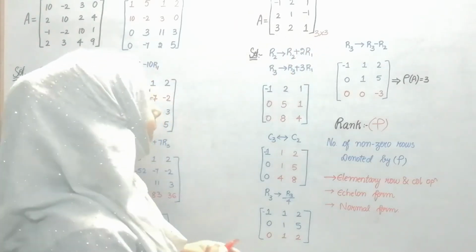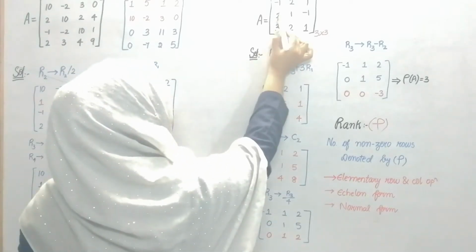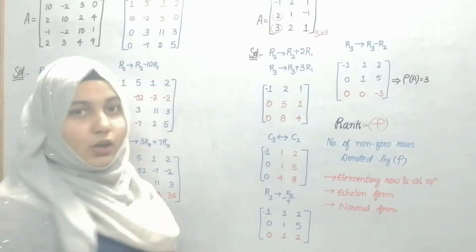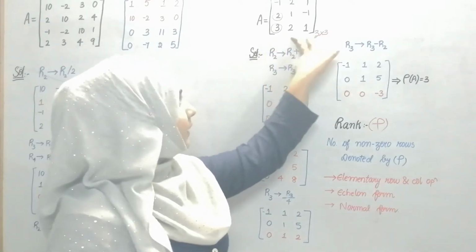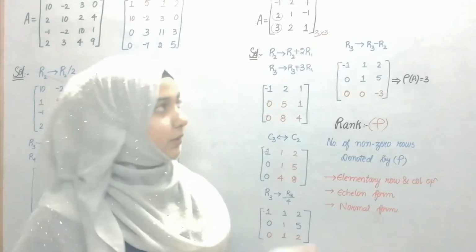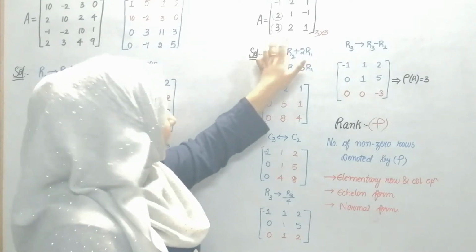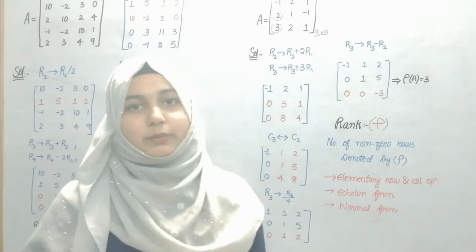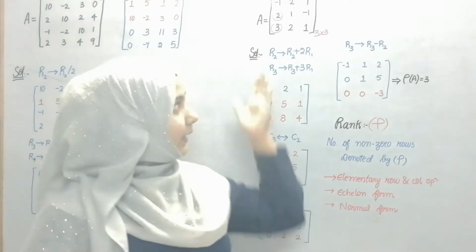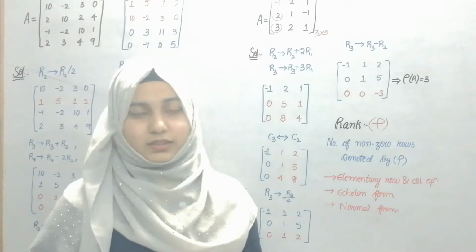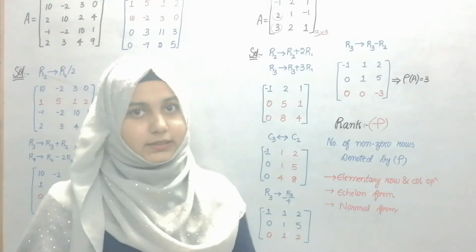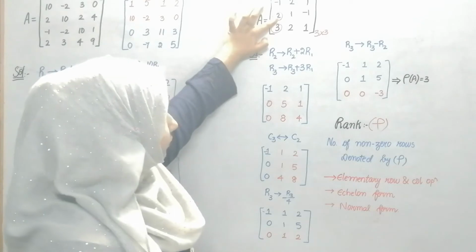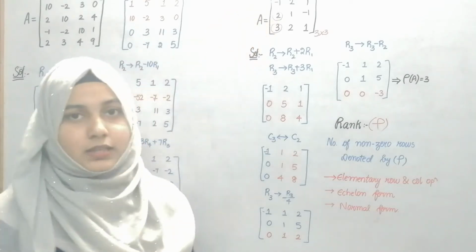So what will I do? I'm going to make this element and this element 0 first. Obviously, at a time you cannot make an entire row 0. Why? Because I've got 3, 2 and 1, and I've got 2, 1 and -1. Every element is different, right? So you cannot make the whole row 0 at once. You need to go element by element. So first we'll make this 2 and this 3 0.